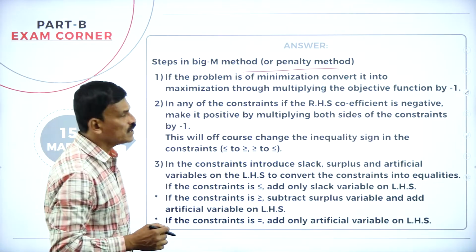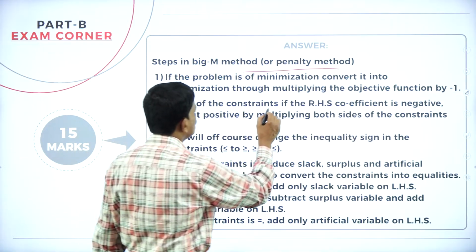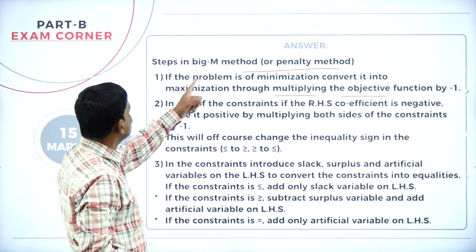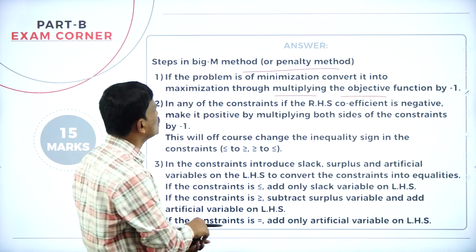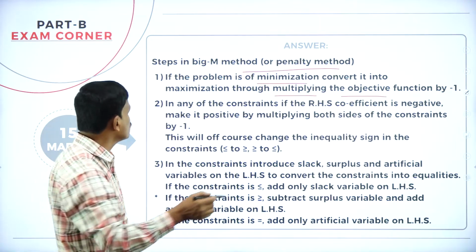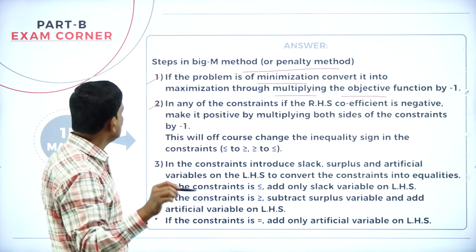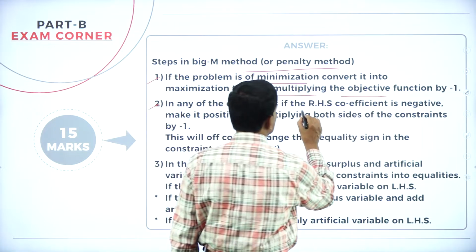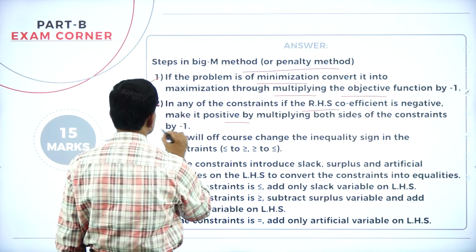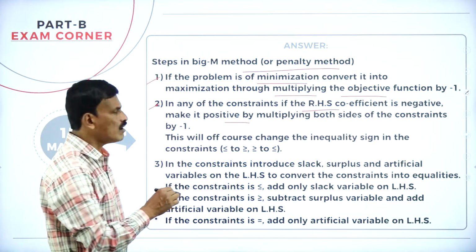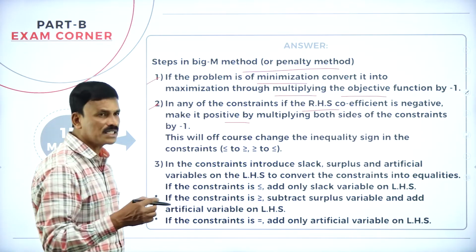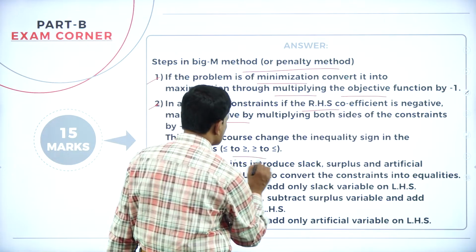First, if the problem is minimization type, convert it into maximization type by multiplying the objective function by negative sign. And the second point, in any of the constraints, if the RHS constant is negative, make it positive by multiplying both sides of the constraint by negative sign. This will, of course, change the inequality sign, like less than or equal to to greater than or equal to, or greater than or equal to to less than or equal to.